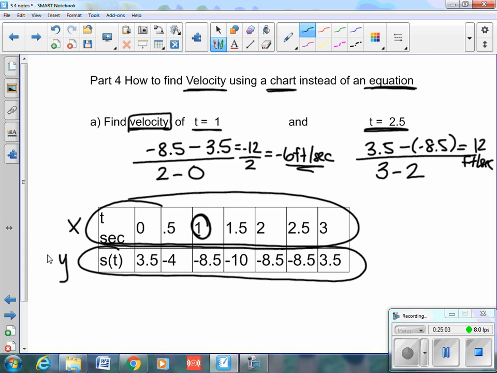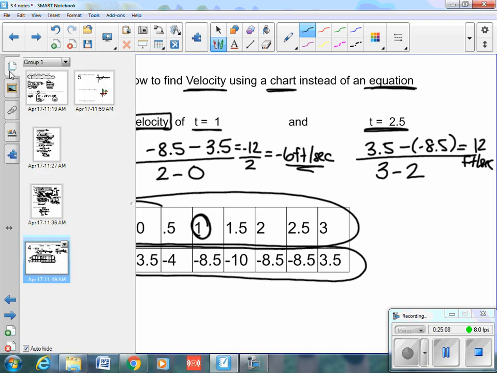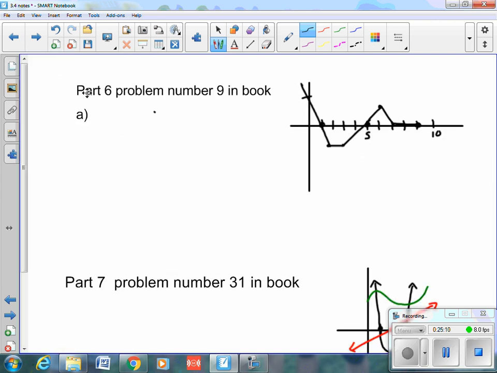So, any questions on part 4? We got a lot to do still. Even though it doesn't seem, there is, this takes a while. I think I'm done with all those notes.